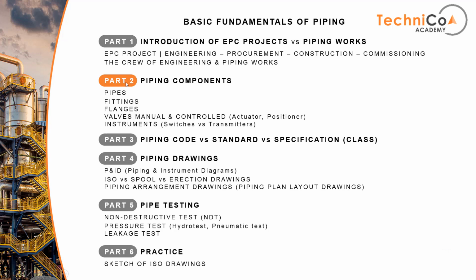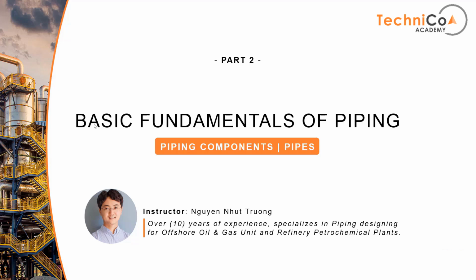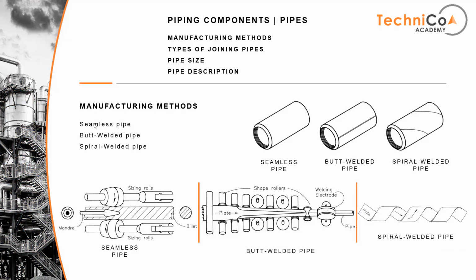This is a summary of Part 2, Piping Components, in which I will talk about pipes, fittings and flanges. As for valves, we will talk about manual valves and control valves, about the structure and operating principles within a piping and instrument system. Next I will talk about instruments, which are measuring devices, in which I will distinguish between switch and transmitter.